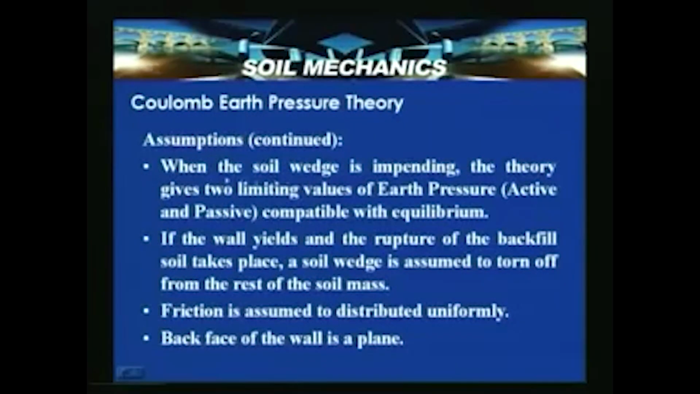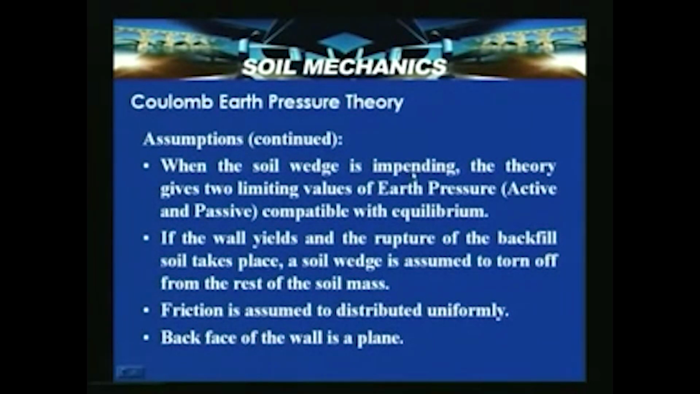Another assumption, continued in this slide: when the soil wedge is impending, that is either moving away from the backfill or towards the backfill, the theory gives two limiting values of earth pressure, like in Rankine. The conditions are similar. One is active and the other one is passive, compatible with equilibrium.